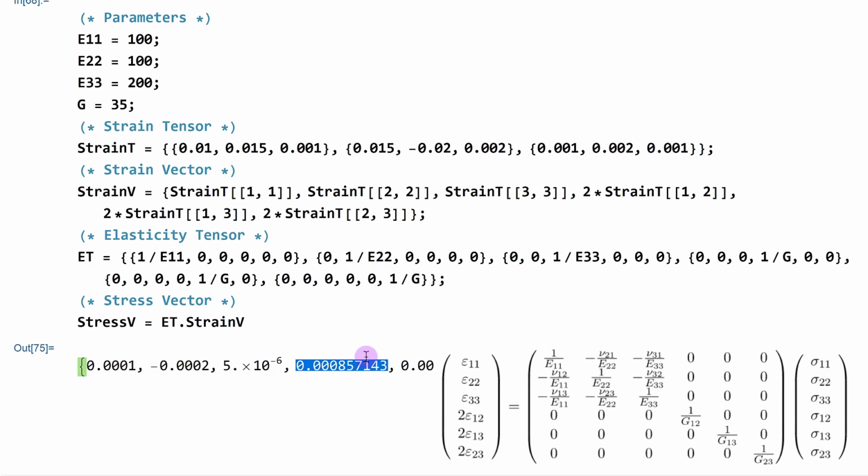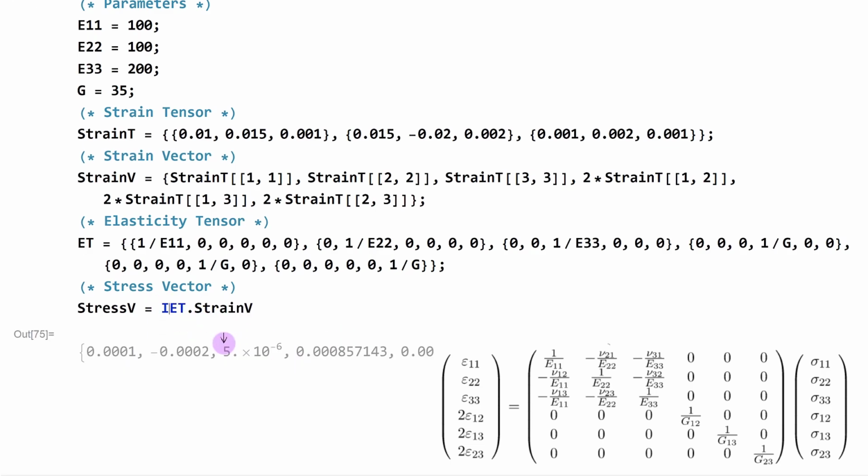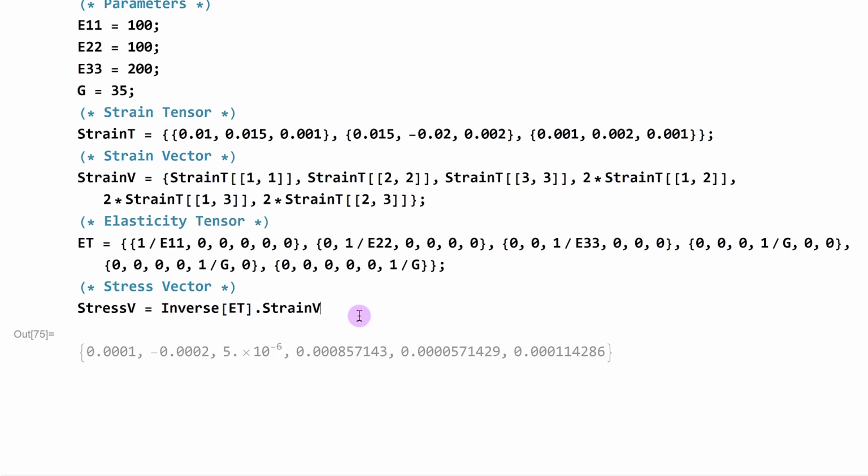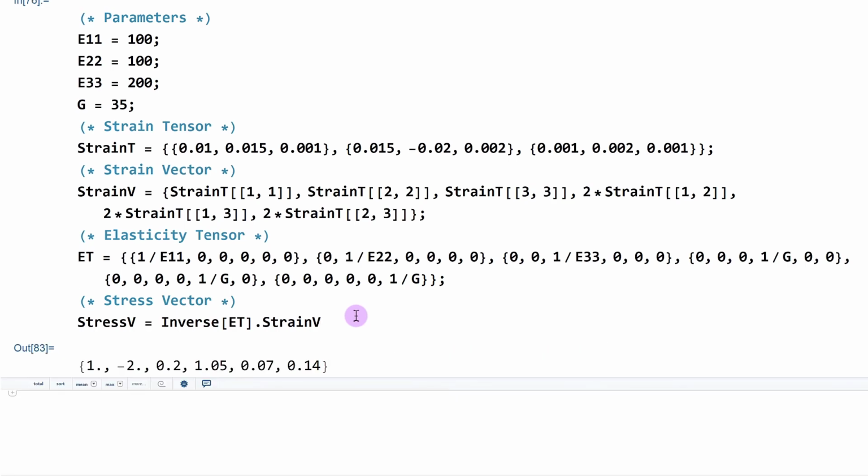Now, if we look at our equation for our elasticity tensor relationship, this is if we're trying to find the strains. Now, we know the strains. What we're trying to do is find the stresses. So what we actually have to do is invert our elasticity tensor, because we're trying to find the stresses. In our original equation, that will solve for the strains. We already know the strains. We want the stresses. So now if I run it, we're good to go.